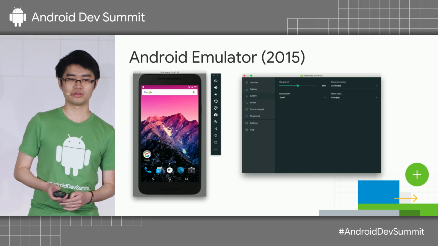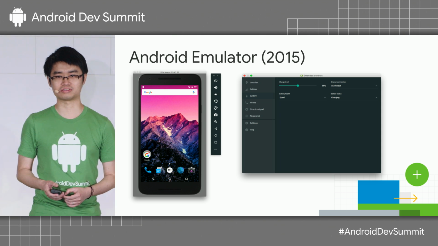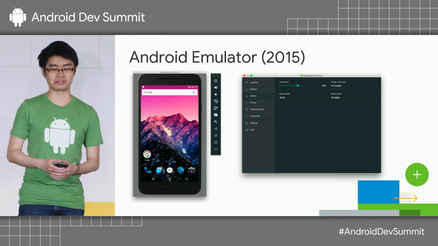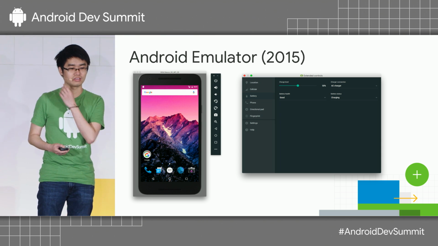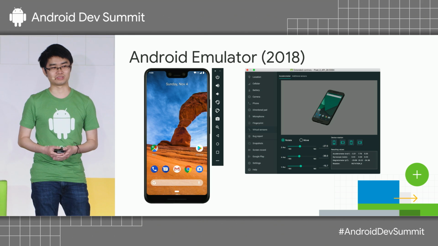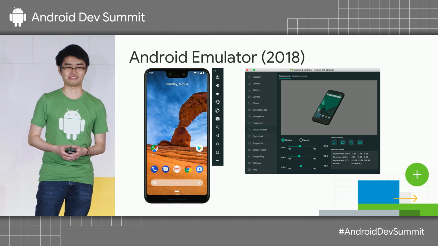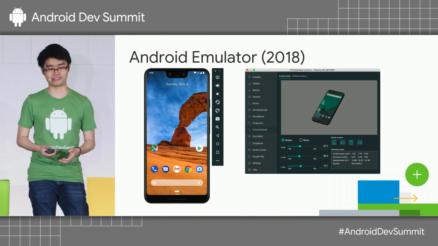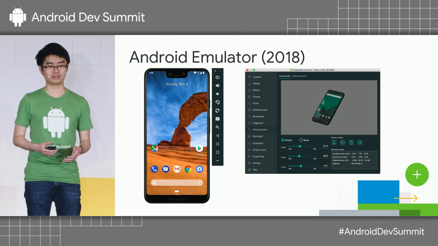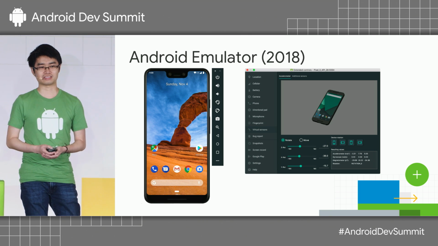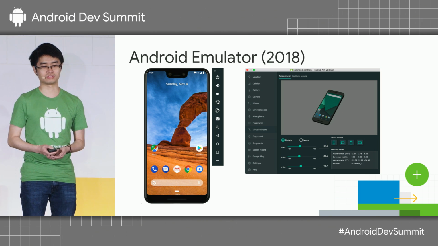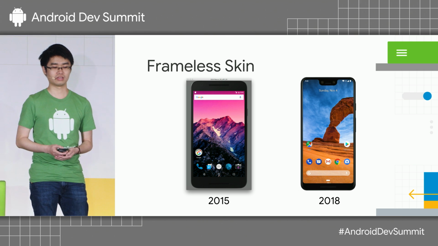Back in 2015, at the previous Android Dev Summit, we announced Android Emulator 2.0. If you remember, here is what it looked like in 2015. And it's 2018 now, so things have progressed quite fast, and we have a newer emulator with a newer look. If you look at the details, there are a few differences you might have noticed.